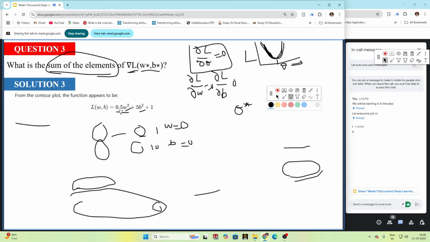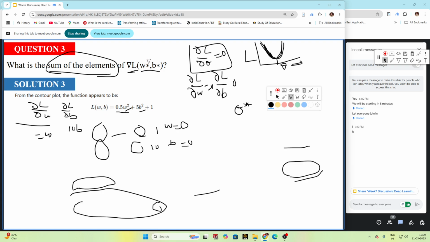For any such question, you have to first calculate the gradient. As we have two parameters, we will calculate two gradients: one is del L by del W, and another is del L by del B. Whenever we calculate del L by del W, that gives W, and whenever we calculate del L by del B, that gives 10B.